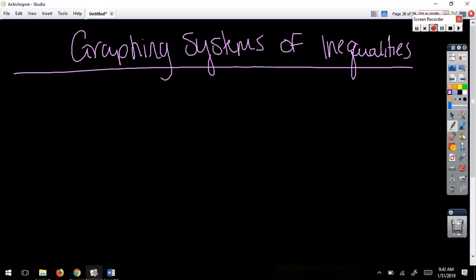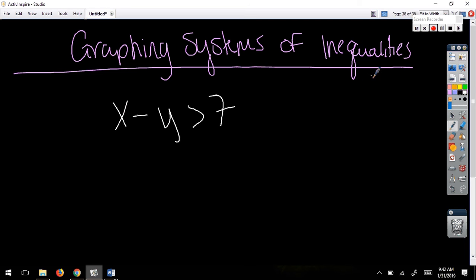Graphing inequalities. Before I show you a system of inequalities, I need to show you a single inequality. Let's say I asked you to graph, and we've talked about this briefly before, but let's go back. Let's do x minus y is greater than 7. If I asked you to graph this, there's a couple of things you need to know.